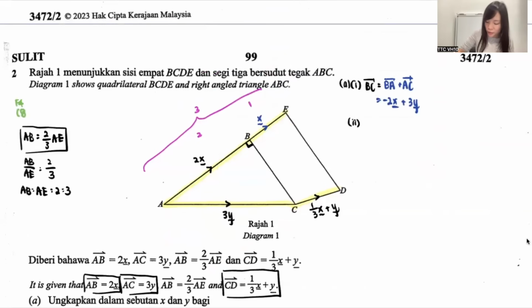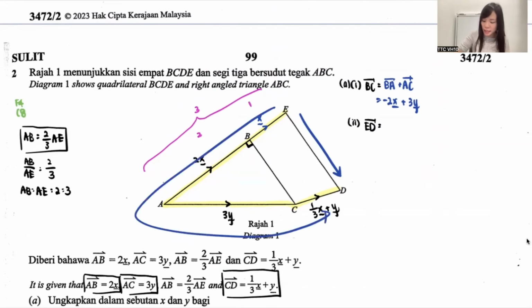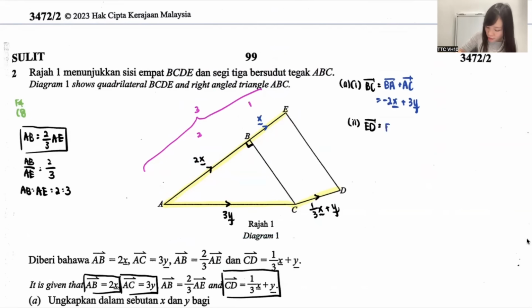The second one, they're going to find what? ED. So from E walk to D, yeah? So guys, E is here, D is here. How do I walk? I can walk one whole path like that. Isn't it? Again, can get the answer. So I can from E walk to A, and then from A walk to C, and then from C walk to D.